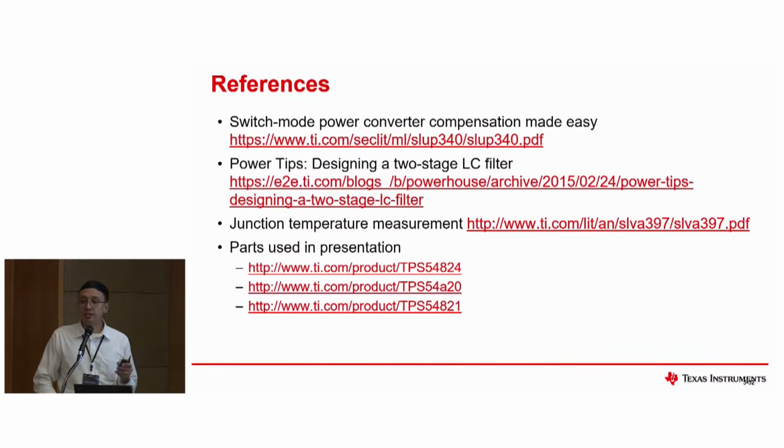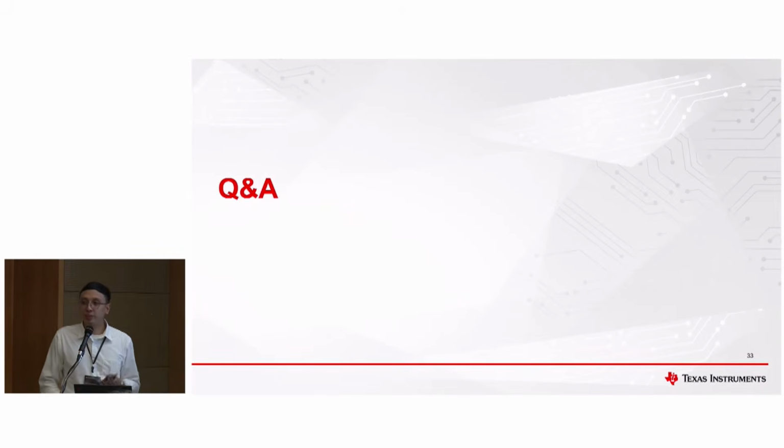And we do have some references here, which are also included in the slide that you could download after this session. All of these go through more details. We have the compensator app note, as well as an E2E guide for designing two-stage LC filters, and then junction temperature measurement as well. And for the parts that we used in the presentation, these are the highlighted parts. So basically that's it.